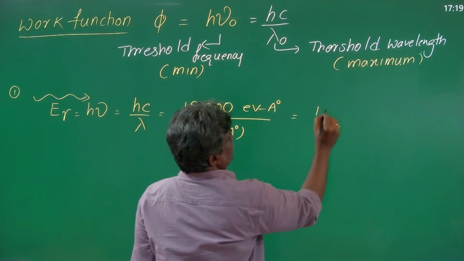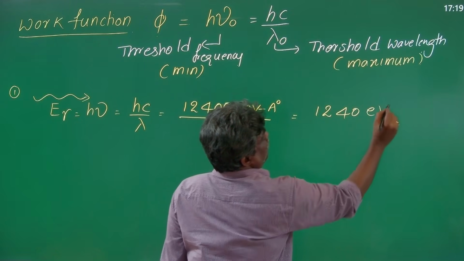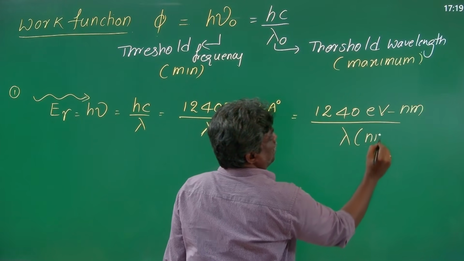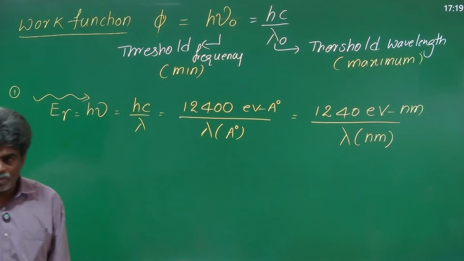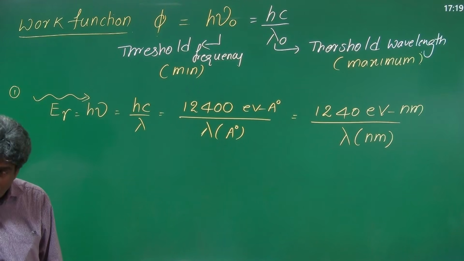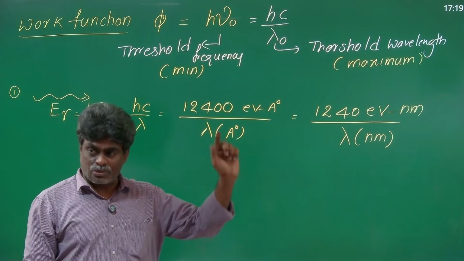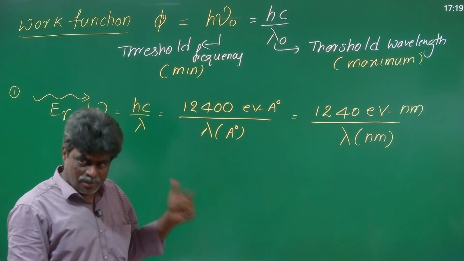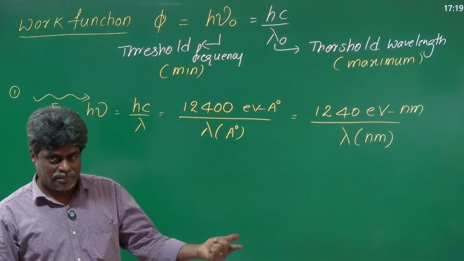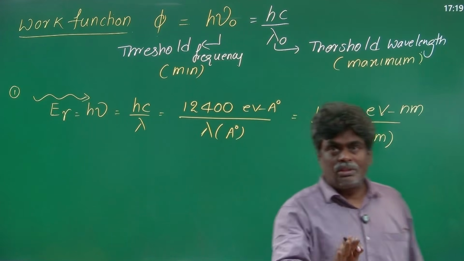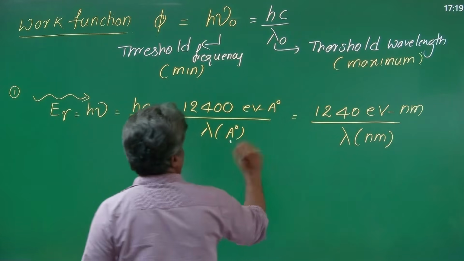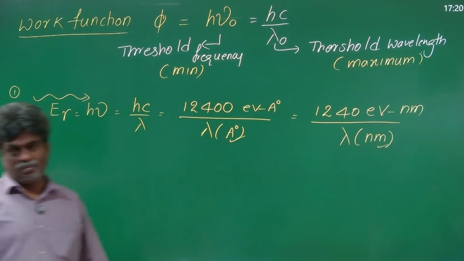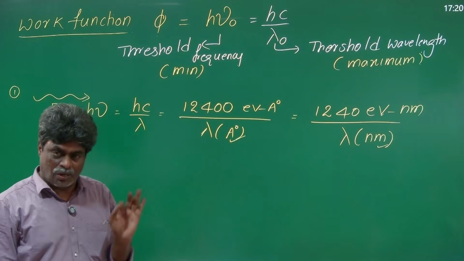Sometimes we will use 1240 eV nanometers, then lambda is also in nanometers. Remember always, whenever they have given lambda in angstroms, please use 12,400. If they have given nanometers, then use 1240. So the energy of a photon is 12,400 by lambda in angstroms, or 1240 by lambda in nanometers. But the answer is in terms of electron volts.